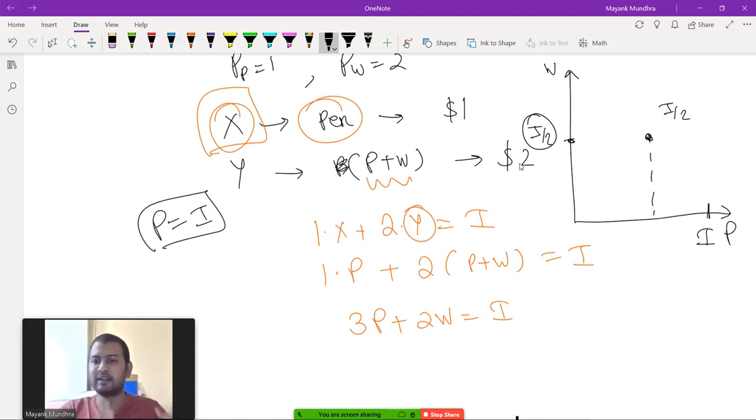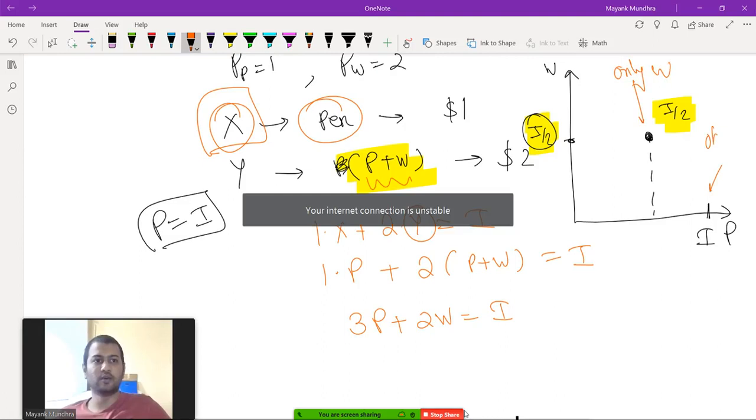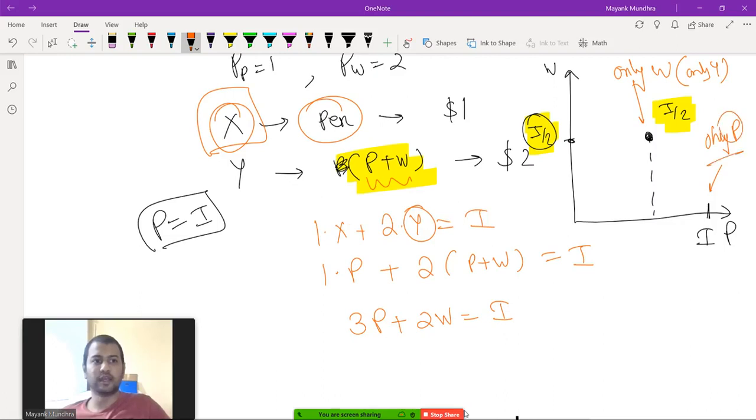If I buy 10 units of VTs, I automatically get 10 units of pens with it, because VTs are only available in a bundle with pens. So I buy I by 2 amount of VTs, I automatically get I by 2 amount of pens. So this is my point of just VTs. This is when I am buying only VTs, and this is the point where I am buying only pens. So only VTs is only good Y, and this is only good X.